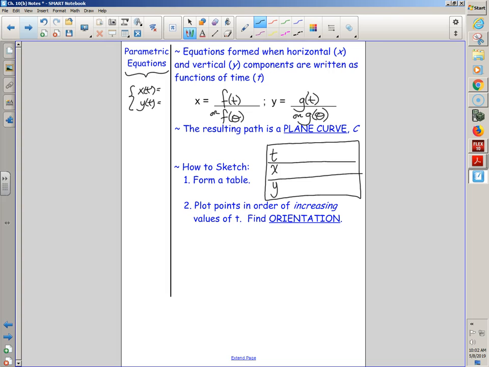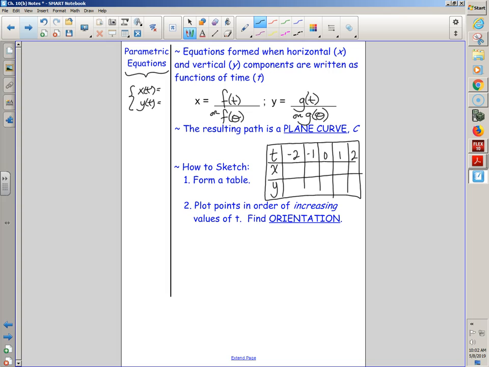And if they don't give me any t's, okay, I guess we'll do the -2, -1, 0, 1, 2. If they don't give me anything, I guess we'll start there, because that's where we've always started. But if they give me something like t is allowed to be in between -5 and 20, well, maybe we'll do -5, 0, 5, 10, 15, 20. We could change. Or if they say t is greater than or equal to 0, okay, 0, 2, 4, 6. But we're going to plot the points in order of increasing values of t.